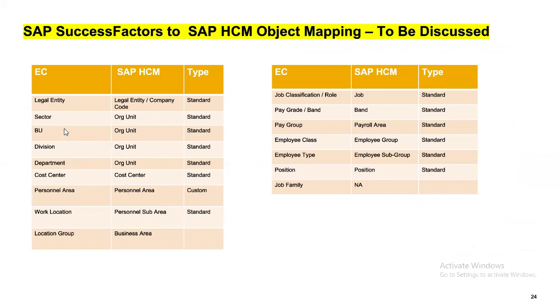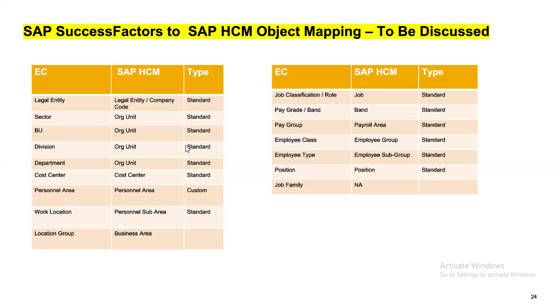Okay, somebody who worked in SAP SCM can understand this, like the business unit we have in the org unit. These division, department, and sectors are all under the org unit. Cost centers, basically we have the same personal area that we have in the same way in the EC. But personal sub area, we have the work location. Business area is a location group here. Job is basically a job classification here. These are totally relatable things from SAP SCM to EC.